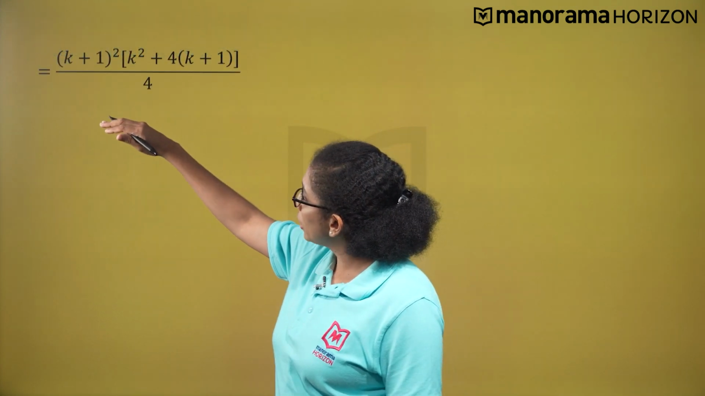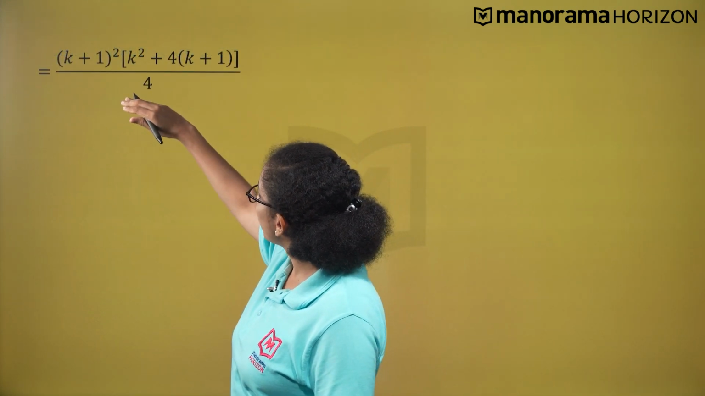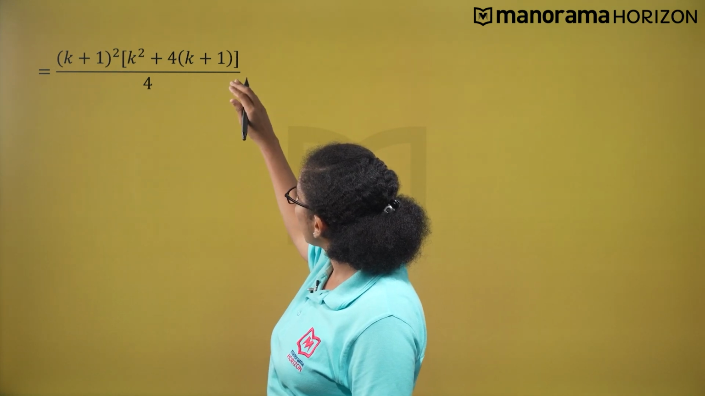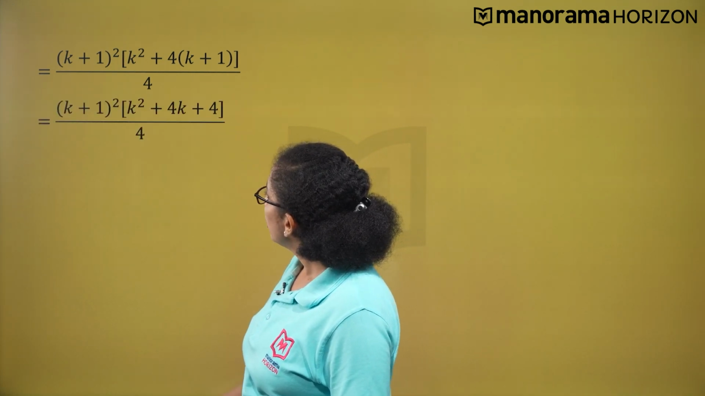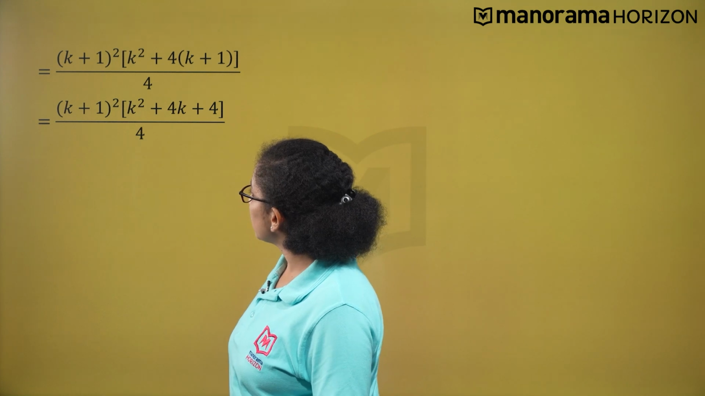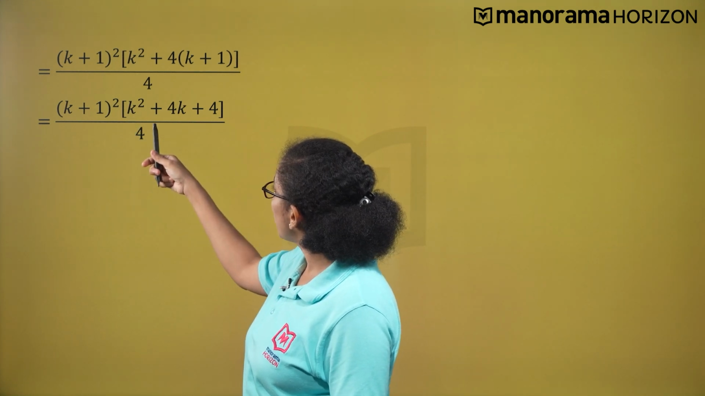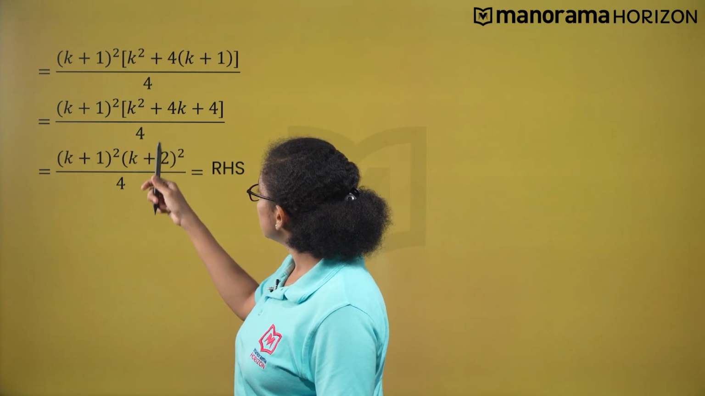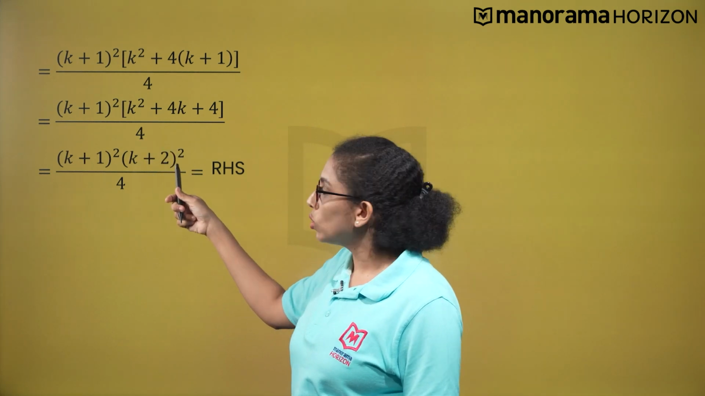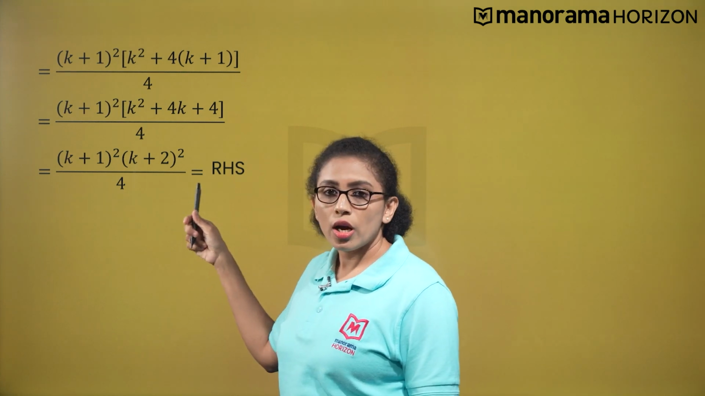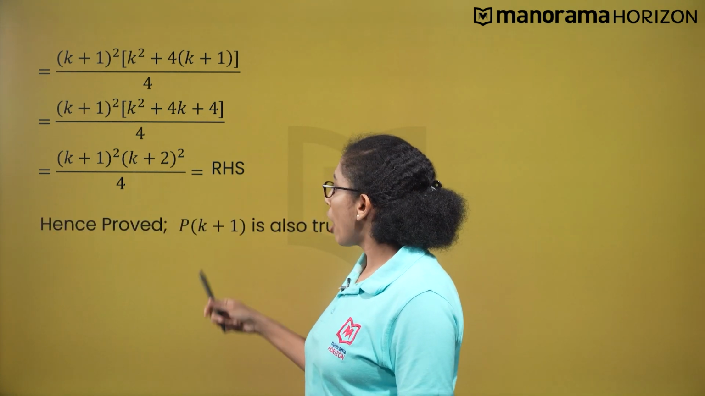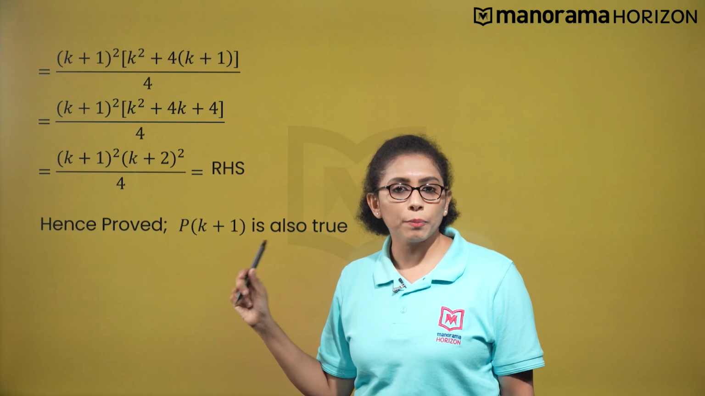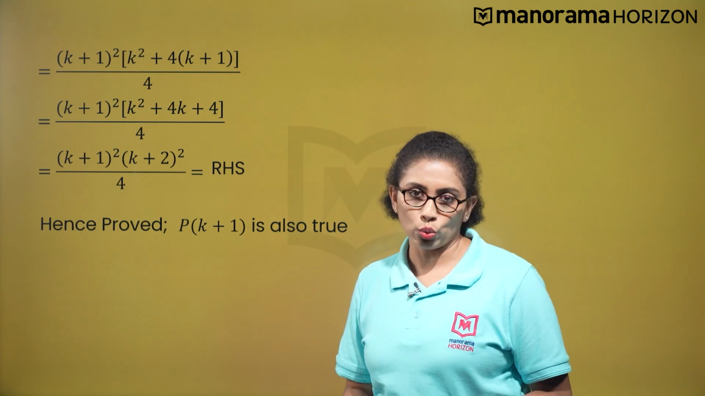Now again, we can write it as k plus 1 the whole square into k square plus 4 into k plus 1 by 4, which on rearranging we get like this, k plus 1 the whole square into k square plus 4k plus 4 by 4. Again, what is this? This is actually k plus 2 the whole square, which is our RHS. Hence, we have proved that P of k plus 1 is also true.